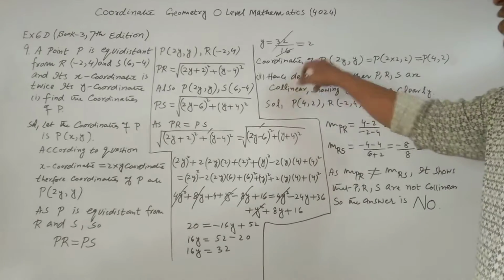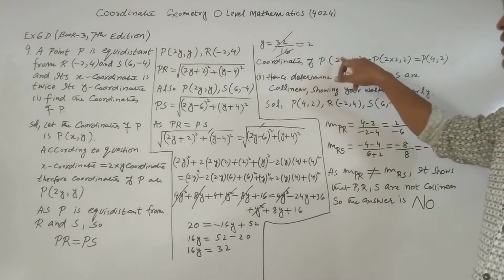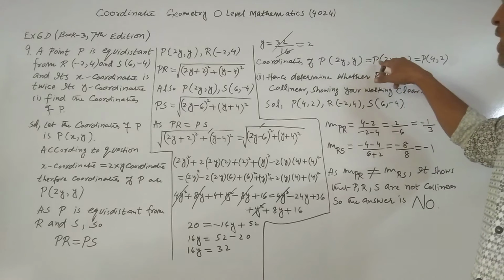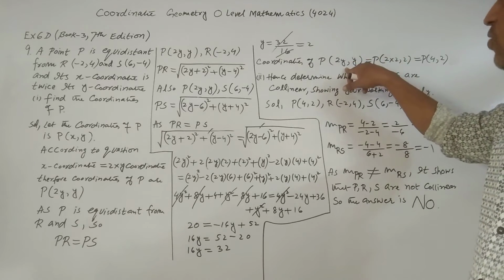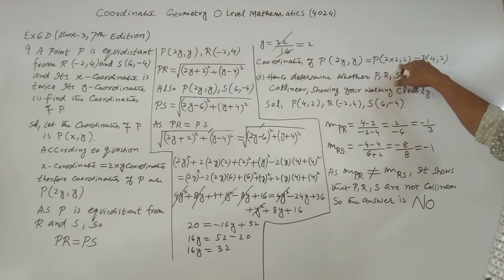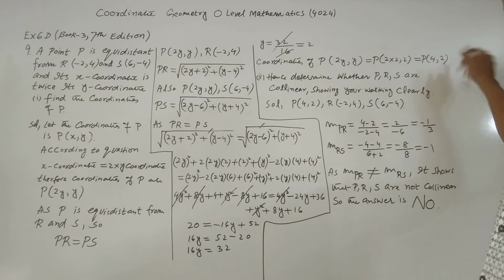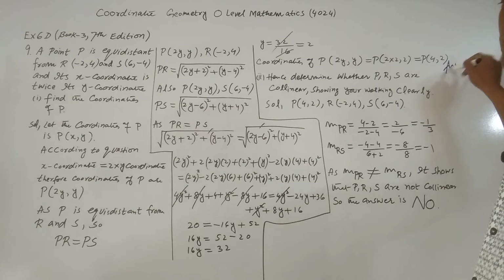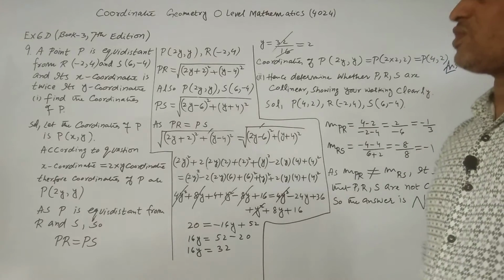Hence the coordinate of P. What was the coordinate of P? (2y, y). So x is 2 into y. What is y? y is 2. 2 twos are 4. So P is (4, 2). Hence this is the answer of part 1. What was part 1?